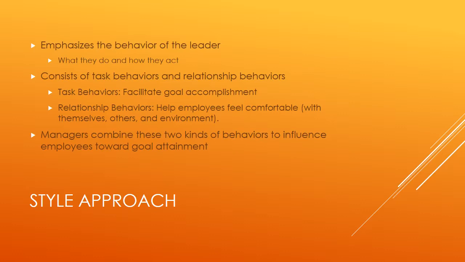The style approach focuses on the actions of the leader, and they determined that leadership is composed of two general kinds of behaviors: task behaviors and relationship behaviors. Task behaviors are basically what leaders do to facilitate goal accomplishment. They help group members to achieve their objectives, while relationship behaviors help subordinates feel comfortable with themselves, with each other, and with the situation in which they find themselves.